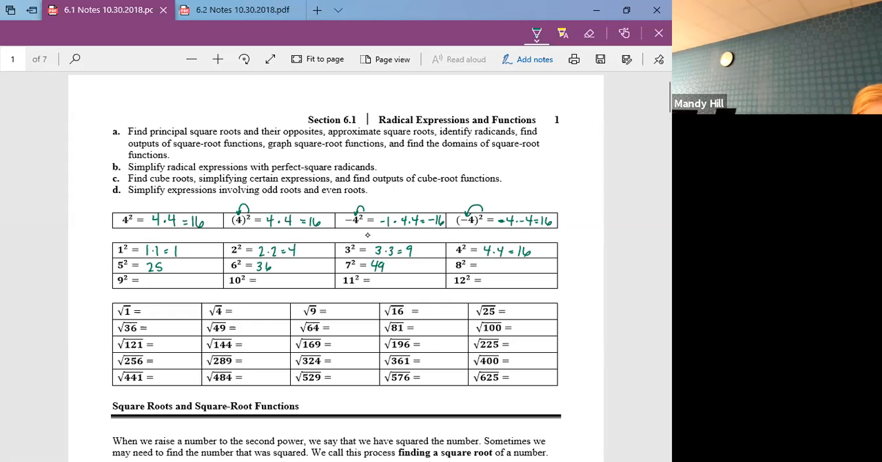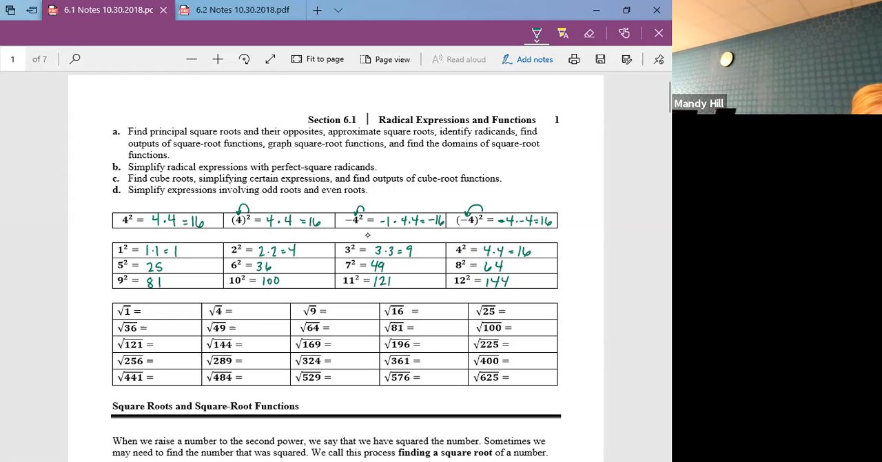7 times 7 is 49. 8 times 8 is 64. 12 times 12 is 144. 11 times 11 is 121. 10 times 10 is 100. 9 times 9 is 81. That's what happens when we square something.